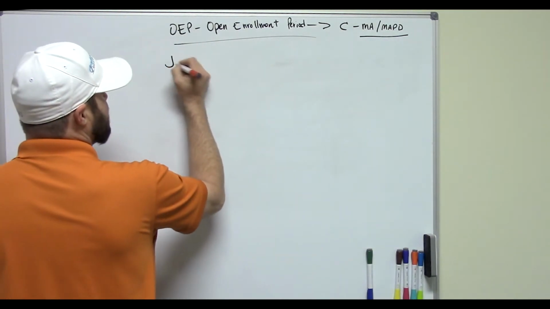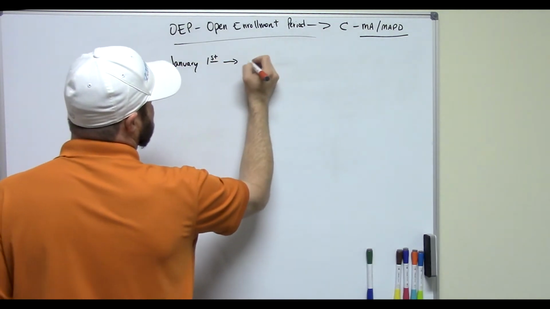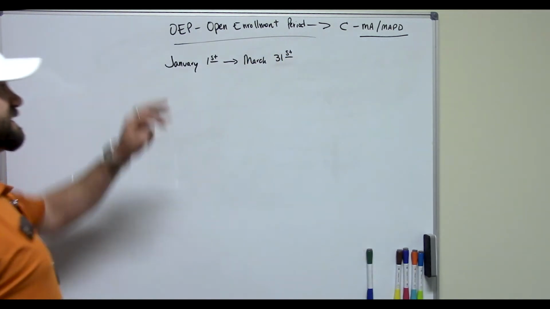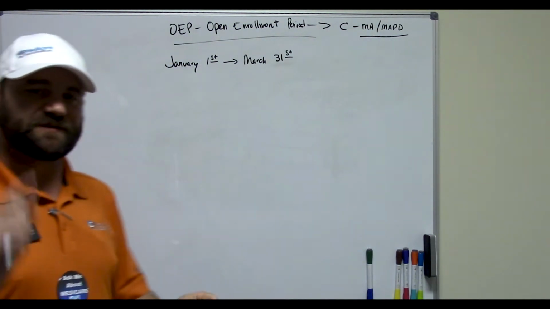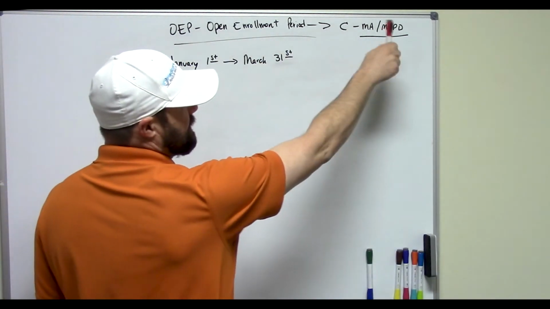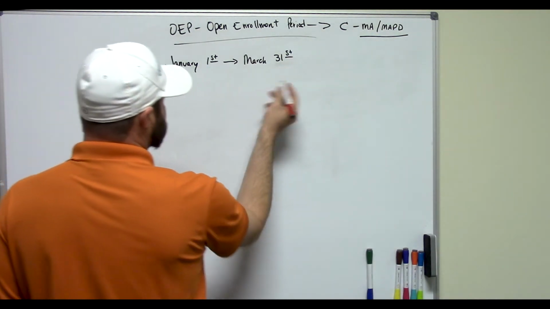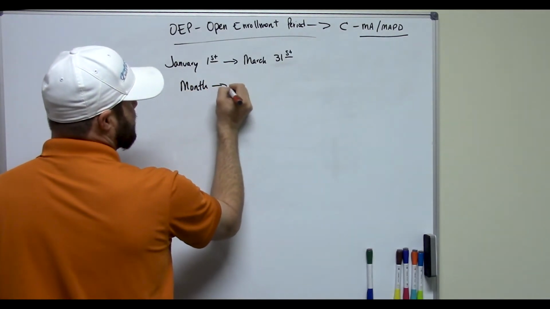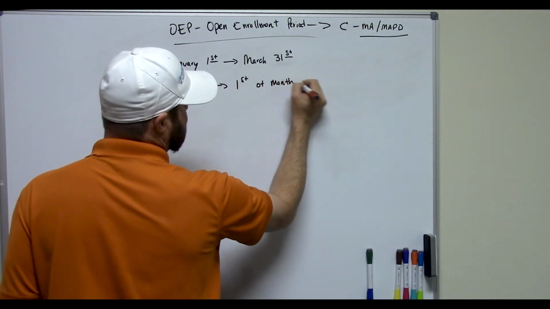So what you do is, it's from January 1st to March 31st. So it's the same time window as the GEP. It's just operating differently. GEP is for A and B, so Part A and Part B. The OEP is for C, MA, and MAPD. So it's C only. But January 1st to March 31st, you can make a change. Whatever month you make a change, next month, first of the month, effective date.